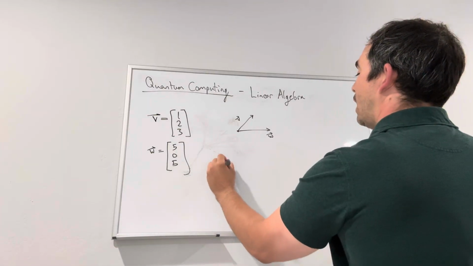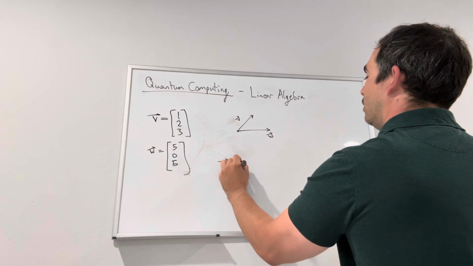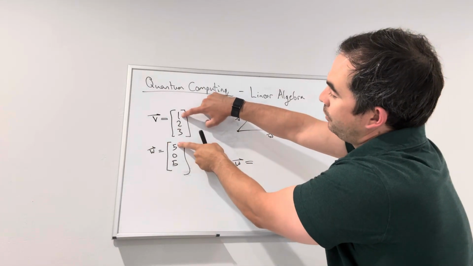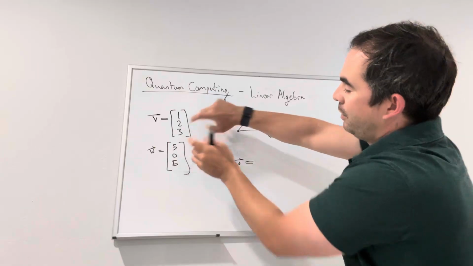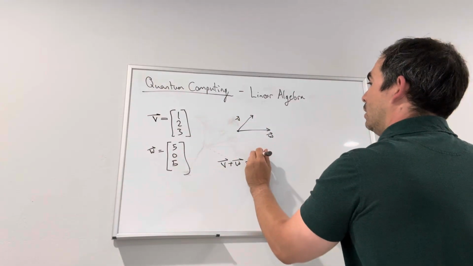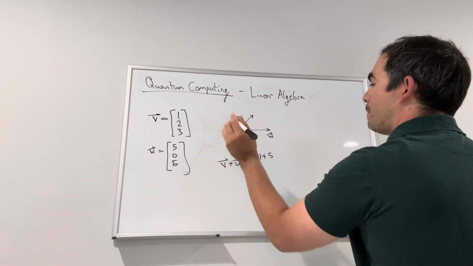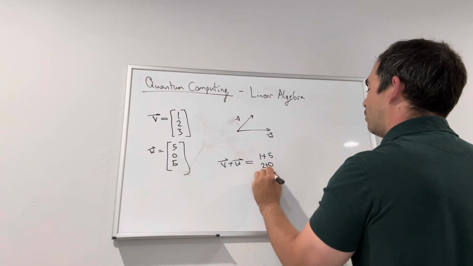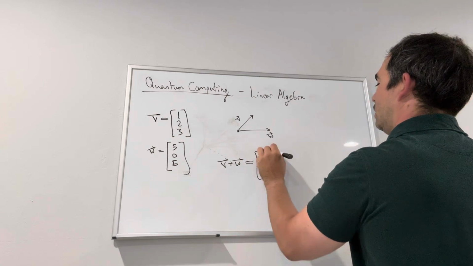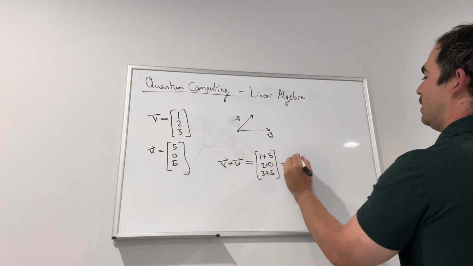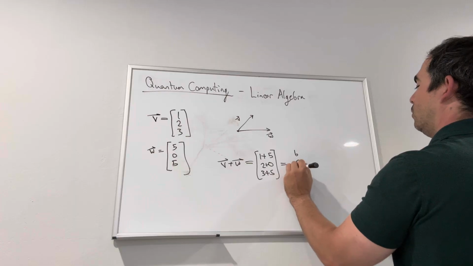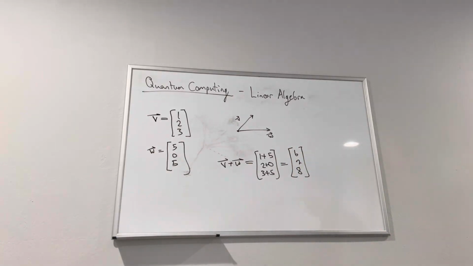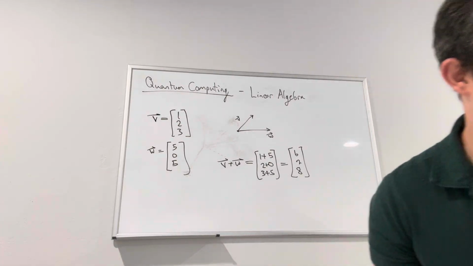So I can define an operation called addition, which is v plus w, and that's going to be these two entries added together, these two entries added, these two entries added together. So that's going to be 1 plus 5. The next entry is going to be 2 plus 0. The next entry will be 3 plus 5. And so that gives me, let's say, 6, 2, and 8. I'm not going to spend too much time on the addition of vectors, but that is one of their very fundamental properties.